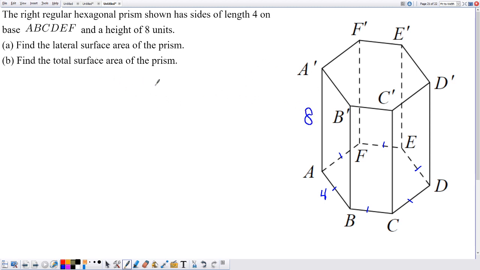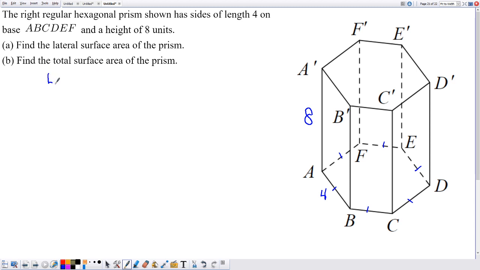It wants us to find the lateral surface area of the prism. The lateral surface area is the area of all the faces except the two bases. So we want to ignore the areas of the two hexagons. So let's calculate the area of each of the rectangles along the sides.